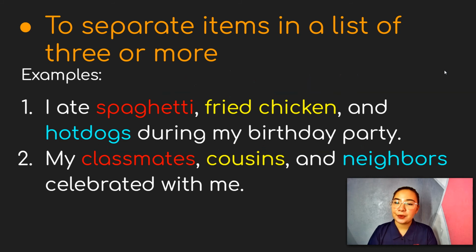Comma is used to separate items in a list of three or more. Like for example, I ate spaghetti, fried chicken, and hot dogs during my birthday party. Now you can see here that there are two commas because there are three items separated. We have spaghetti, fried chicken, and hot dogs. Now for the second one, my classmates, cousins, and neighbors celebrated with me. Again, for this one, we have three items. We have classmates, cousins, and neighbors.